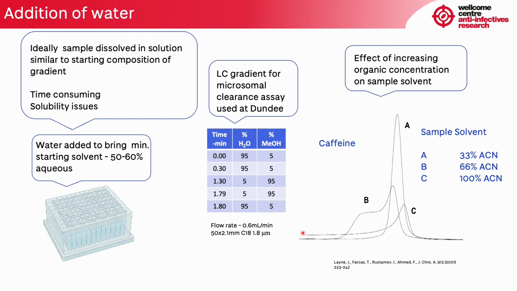If the sample solution consists of 67% aqueous, 33% acetonitrile, the peak shape is good as shown in peak A. Increasing the percentage of organic to 66% gives the peak fronting shown in peak B. And if we inject caffeine in 100% acetonitrile, it's eluted continuously, as you can see from the raised baseline on chromatogram C.